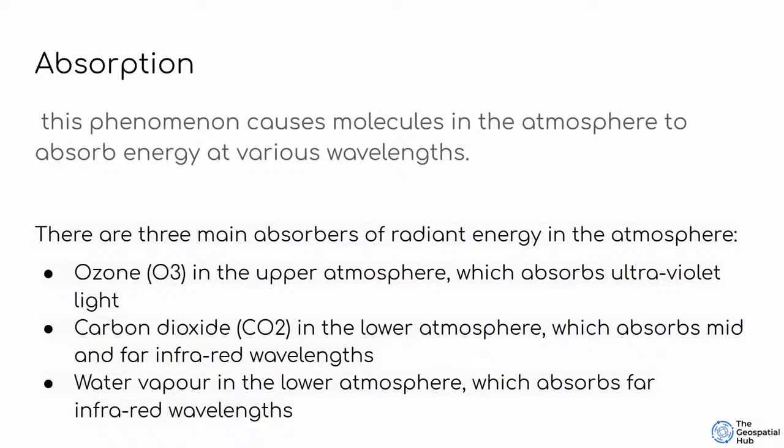So we just have the energy coming from the sun being absorbed basically by three atmospheric constituents. The first is the ozone, which absorbs the ultraviolet light. The second is the carbon dioxide, which absorbs, like the greenhouse gases. And finally, we have the water vapor that absorbs the infrared wavelengths.